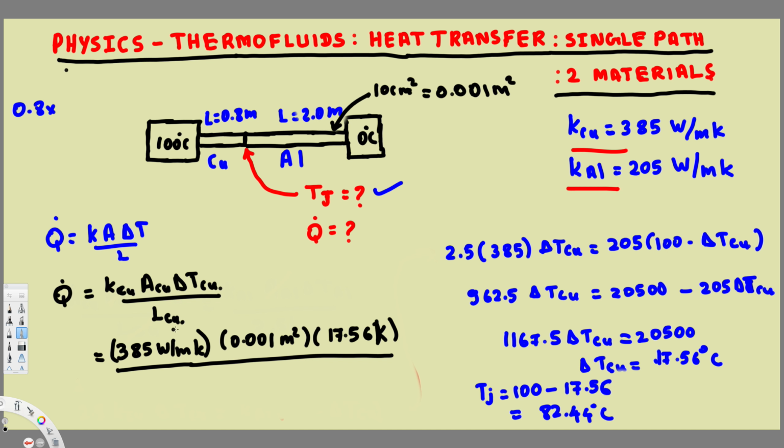And the length of this copper is 0.8 meter. If you notice the units, we have meter square right here. One meter cancels with this one, the other meter cancels with this one, Kelvin cancels. Finally we will end up with watts, and this is going to give us 8.45 watts, and that's going to be our final answer.